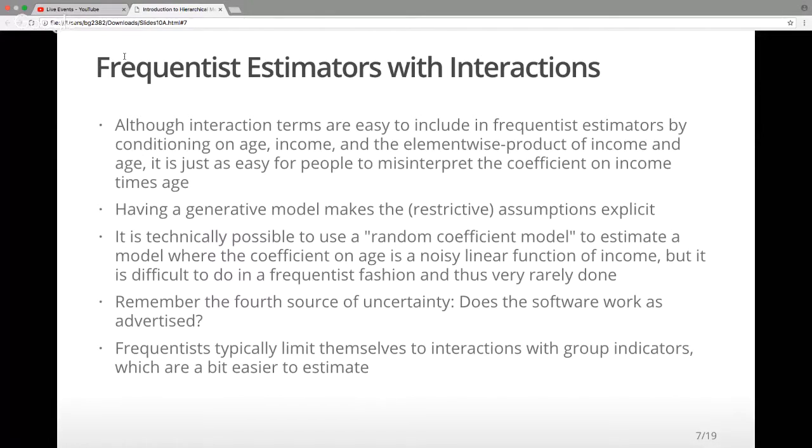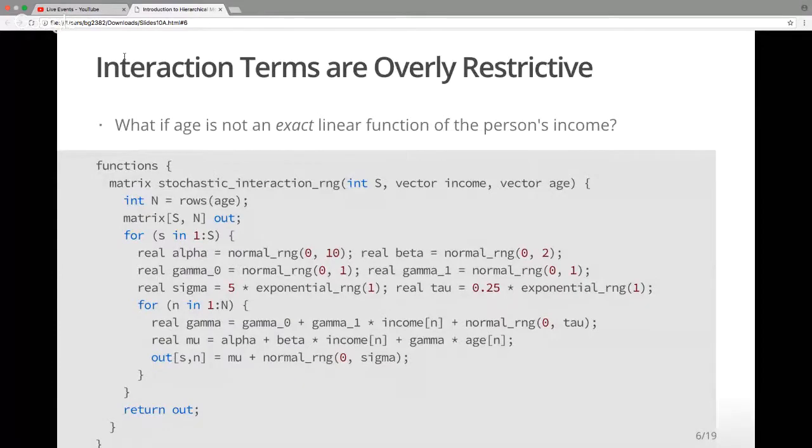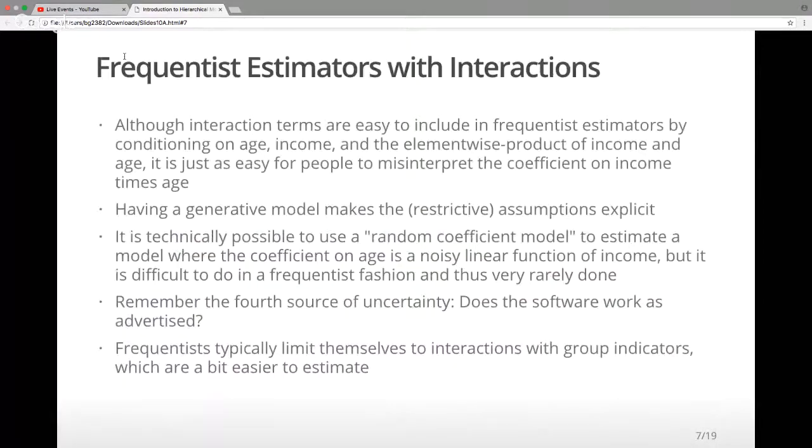And when you make those assumptions explicit, it ought to dawn on you just how restrictive it is to say, okay, someone's coefficient on the age variable is an exact linear function of income, so that two people who have the same income have exactly the same coefficient on age. And while it's technically possible to estimate the latter model, the one that has noise in the relationship between the coefficient on age and income, using a so-called random coefficient model, to estimate the one where the coefficient on age is a noisy linear function of income.